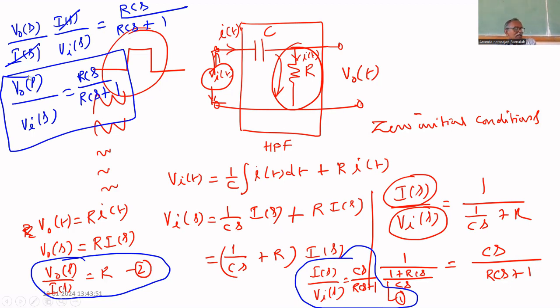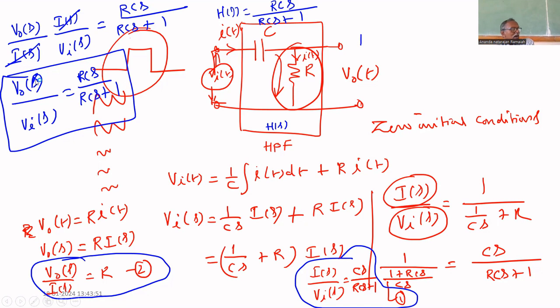The definition of transfer function is Laplace transform of output divided by Laplace transform of input. That is equal to RCs divided by RCs plus 1. Therefore, this two port network can be represented by RCs upon RCs plus 1. This may also be called H of s equals RCs divided by RCs plus 1. H of s is called the transfer function of the given circuit. Transfer function means output by input, Laplace transform of output divided by Laplace transform of input, V naught of s divided by Vi of s, that is equal to RCs divided by RCs plus 1.